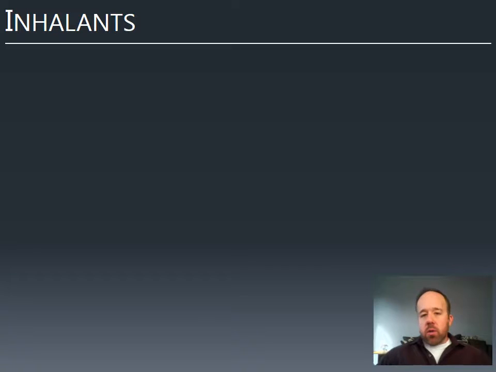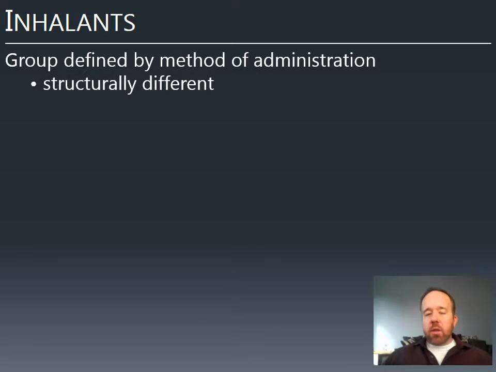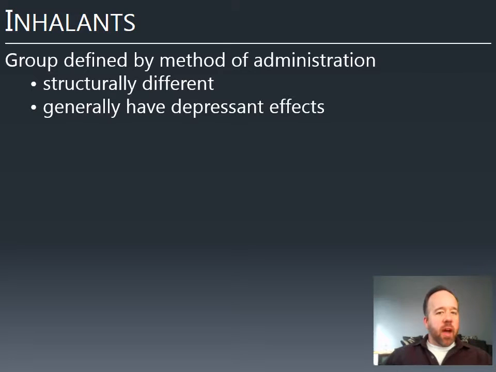Okay, so moving on to the final class of depressants we'll consider, and those are inhalants. And these are an unusual group because inhalants are, as the name implies, defined by their method of administration, that is, how they get into the body, rather than the effects they have. Inhalants are actually very structurally different from one another. So chemically, they don't have much in common. They generally have depressant effects, which is why they're grouped with the depressants for our purposes. But they're grouped together mainly because they're all inhaled.